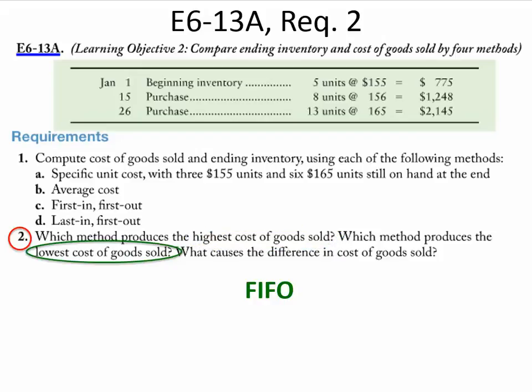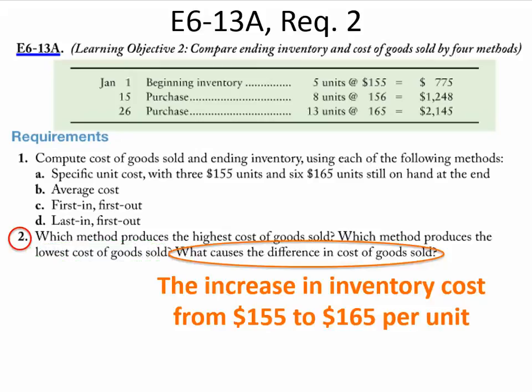Now the next question, which has the lowest cost of goods sold? That'll be FIFO. Again, we're looking through the numbers that we computed for cost of goods sold and we're picking the lowest, and that is FIFO. And then the last question finally says, what causes the difference in cost of goods sold? The difference in cost of goods sold is the increase in inventory cost from 155 all the way up to 165. That's what's creating that difference.